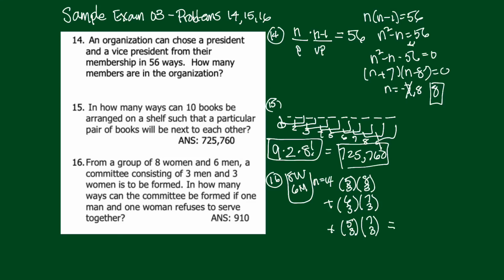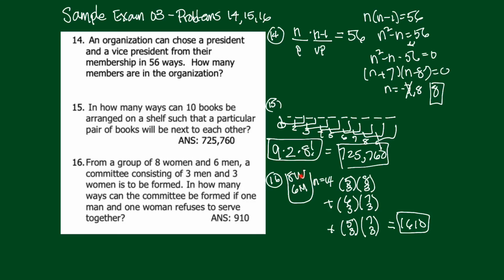All right, so when I computed that, I got 1610 if I computed it correctly. But I think the problem on the sample exam shows that answer to be 910. So something's wrong here. Let me just go back over it quickly.